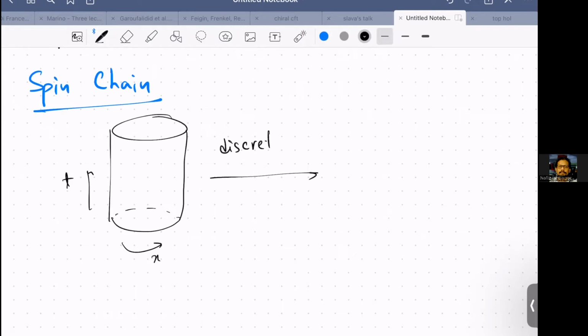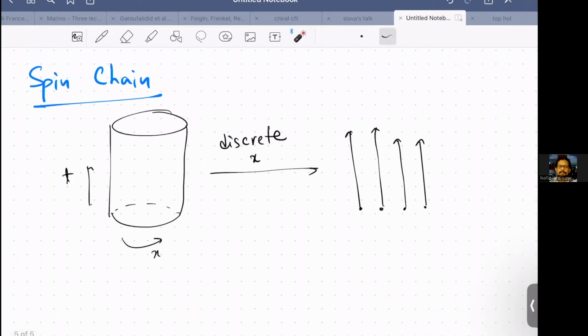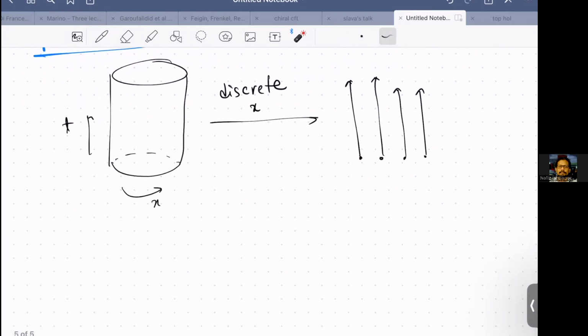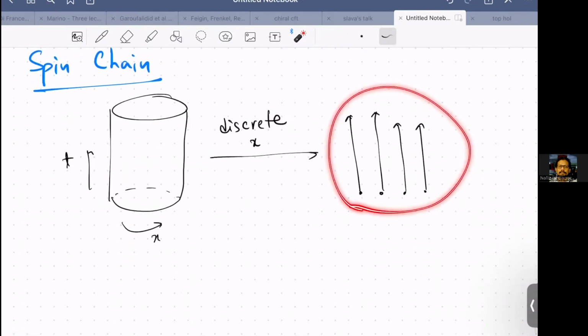But instead of considering this case, I will consider discrete X. So what does it mean? It means that in the spatial direction, you only have discretely many points. So you have points, and those things. Time is continuous, as it usually is, right? And yeah, so this can again be periodic. So for example, this may be identified with this if you want. Okay. So we want to apply this machinery to this picture, okay?